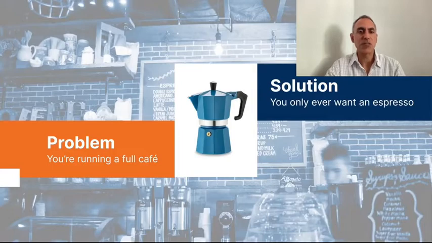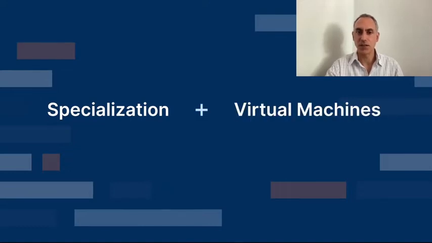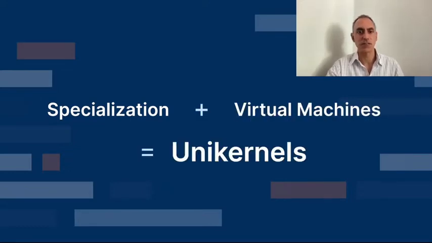So basically what's going on is that you're running a full cafe when all you need to be doing is running an espresso. And basically what we would like to do is specialize for the needs of particular applications running on cloud services. So if we're talking specialization and virtual machines, this points to Unikernels, which are essentially specialized virtual machines.